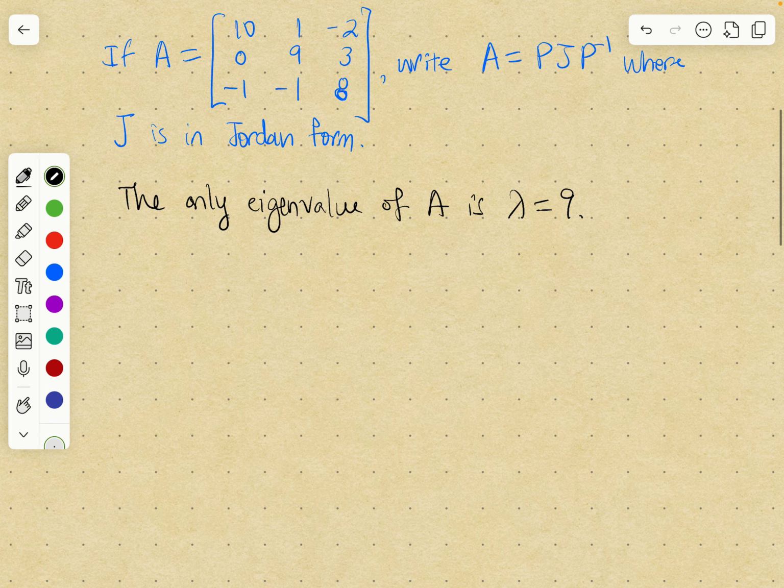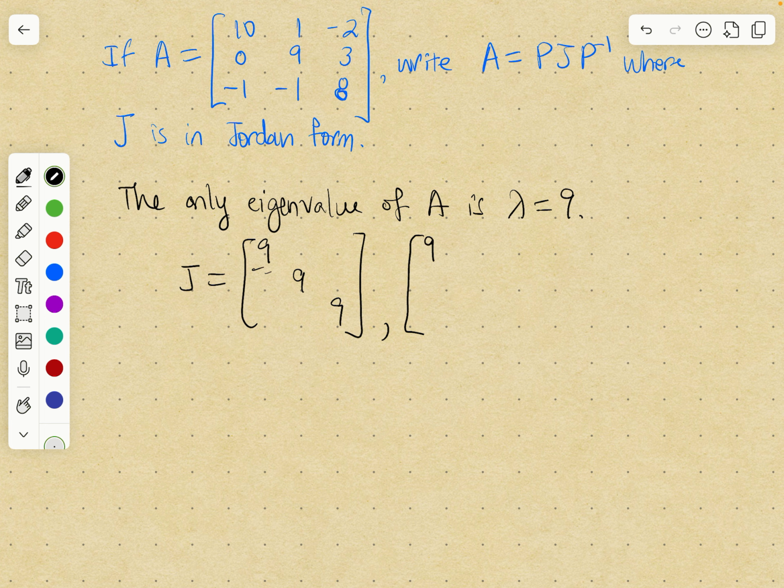So once you know that the only eigenvalue is 9, there's only a few possibilities for the Jordan form J. In theory, if you just list the Jordan forms of a matrix with eigenvalue 9, it could be this. Now, we know it's not going to be this, because if J were that, then PJP inverse would just be J, and A is not equal to J. So this is not possible, but I'm just going to write this out.